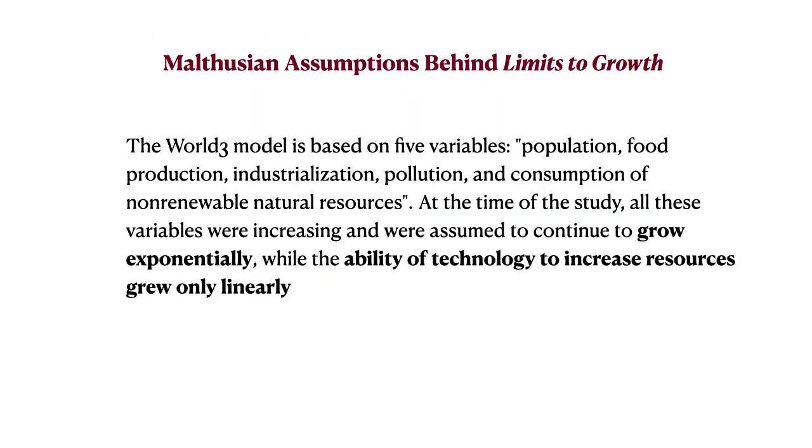And it's really based very much on Malthusian ideas. So it's based on 5 variables: population, food, industrialization, pollution, and consumption of non-renewable natural resources. At the time of the study, all these variables were increasing and were assumed to continue to grow exponentially, while the ability of technology to increase resources would grow in a linear fashion. I mean, that is straightforward Malthusian thinking. Malthus applied it to population, and now the authors of Limits to Growth are applying it across the board.